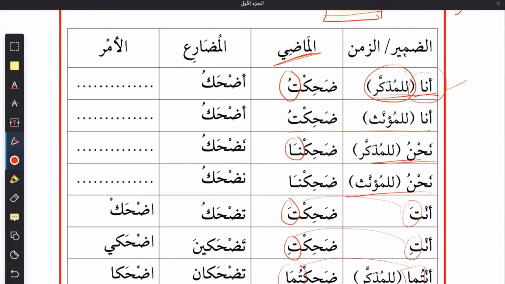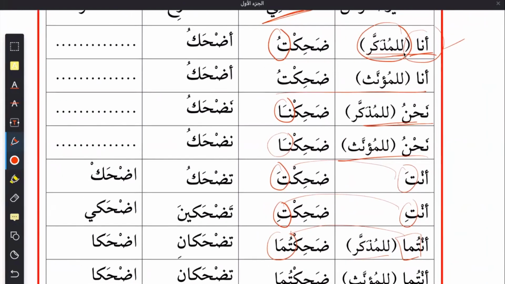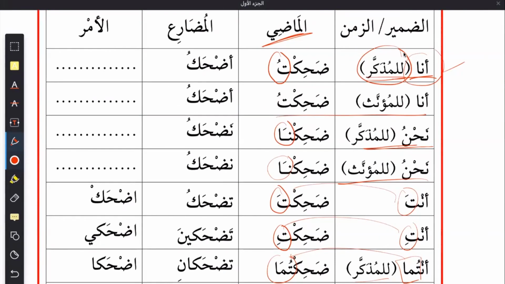The second one would be the na, nun alif, na, which is for the first person plural, we. So we as a group of females, or we as a group of males or mixed, doesn't matter. We would be saying na. So katabna, dhahabna, qara'na, dhahikna. Okay, so if you do this much, look how many of them you have covered.